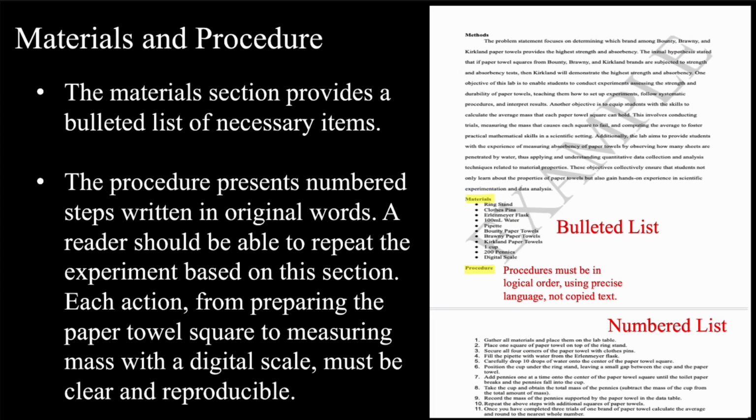The materials section provides a bulleted list of necessary items, and the procedures must be numbered steps written in original words. A reader should be able to repeat the experiment based on this section. Each action, from preparing the paper towel square to measuring mass with a digital scale, must be clear and reproducible.